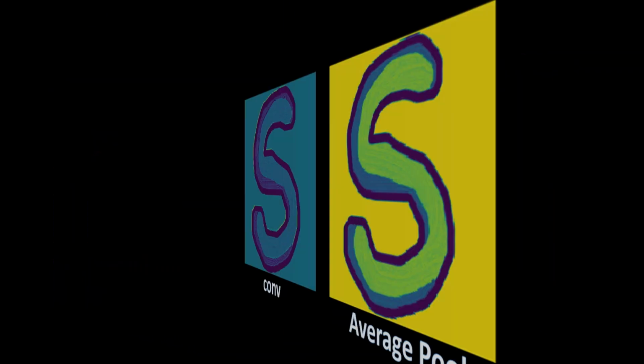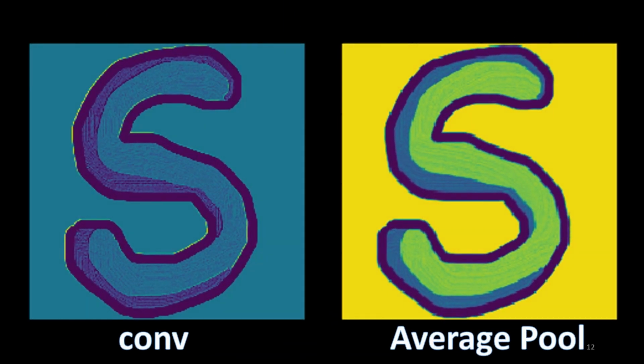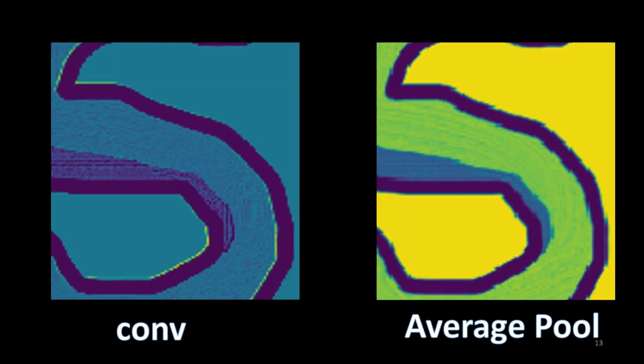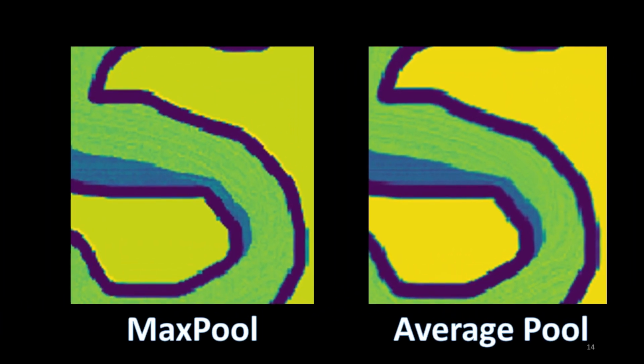Max pool is the most widely used pooling. Let's look at average pooling. Here, as you can see, the right image is much softer than the left image. Let's take a closer look. Now let's compare the two results of max pooling and average pooling. See, the difference is much clearer now.